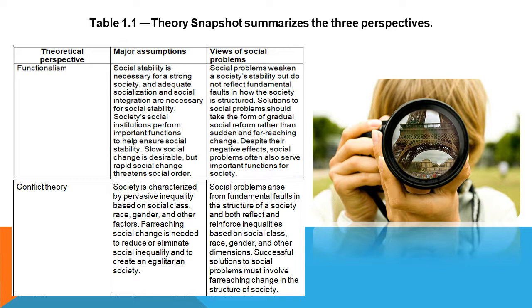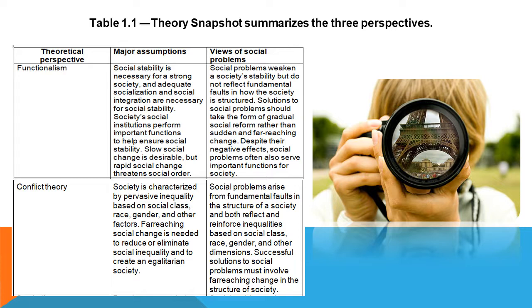The view of social problems for this theoretical perspective, functionalism, is that social problems weaken a society's stability but do not reflect fundamental faults in how the society is structured. Solutions to problems should take the form of gradual social reform rather than sudden and far-reaching change. Despite their negative effects, social problems often also serve important functions for society.